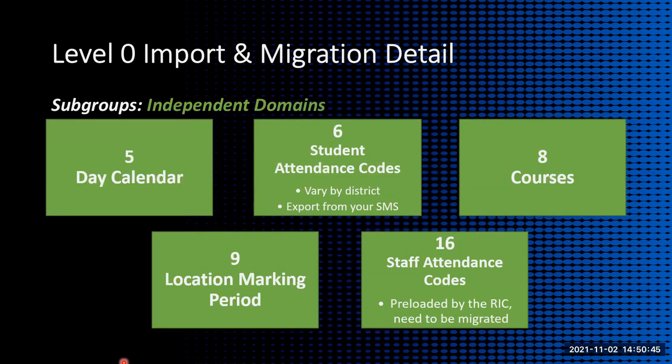The next group we're going to discuss, or subgroup we are going to discuss, are the independent domains, the items in green on the hierarchy list. In general, these domains do not change much, if at all, throughout the school year. But when they do change, you will need to migrate them again, following the sequence in the hierarchy to ensure the updated data is available prior to migrating domains that have dependencies on them. Let's take a look at each of these domains and the unique requirements.